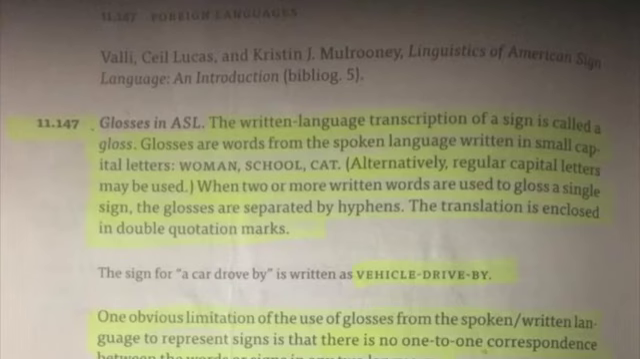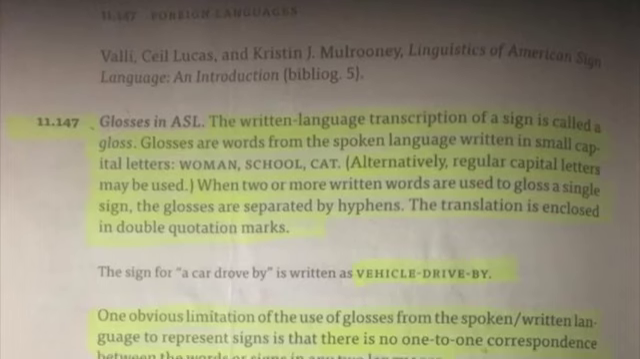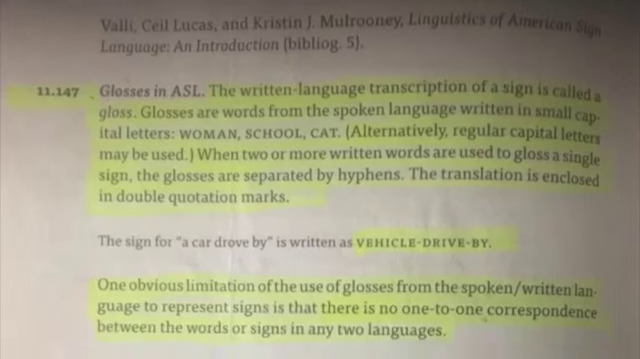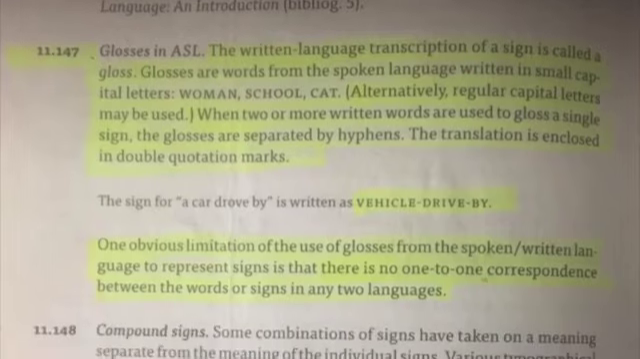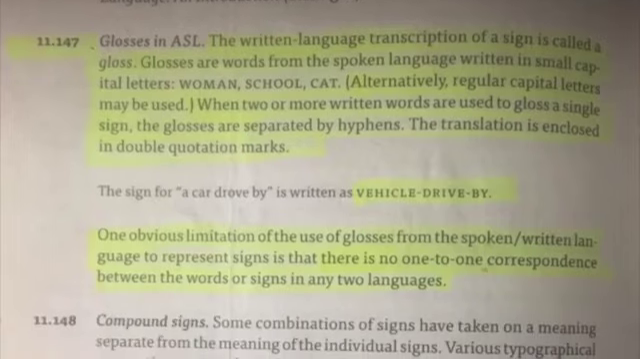When two or more written words are used to gloss a single sign, the glosses are separated by hyphens. The translation is enclosed in double quotation marks. So as we saw earlier, glosses are words from the spoken language, and we saw woman, school, cat. Now, when you want to put something like a sentence, let's look at a sentence: a car drove by.